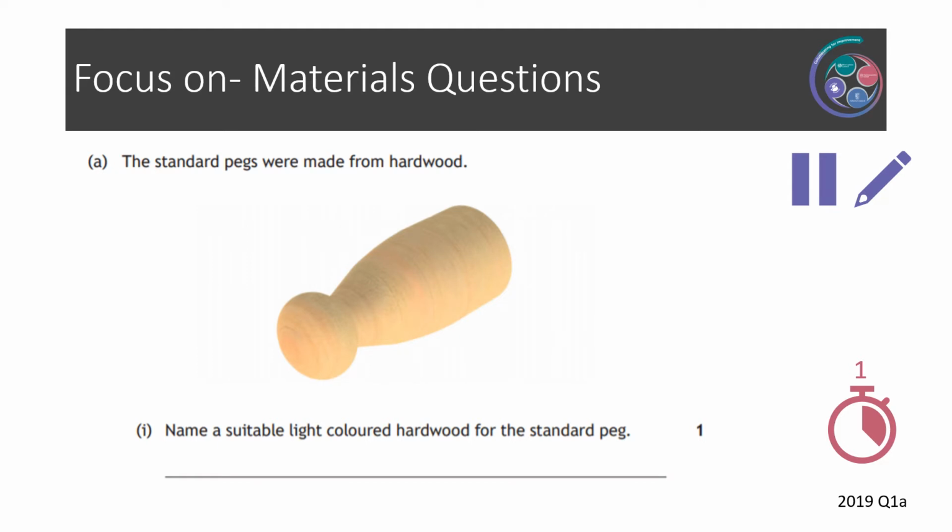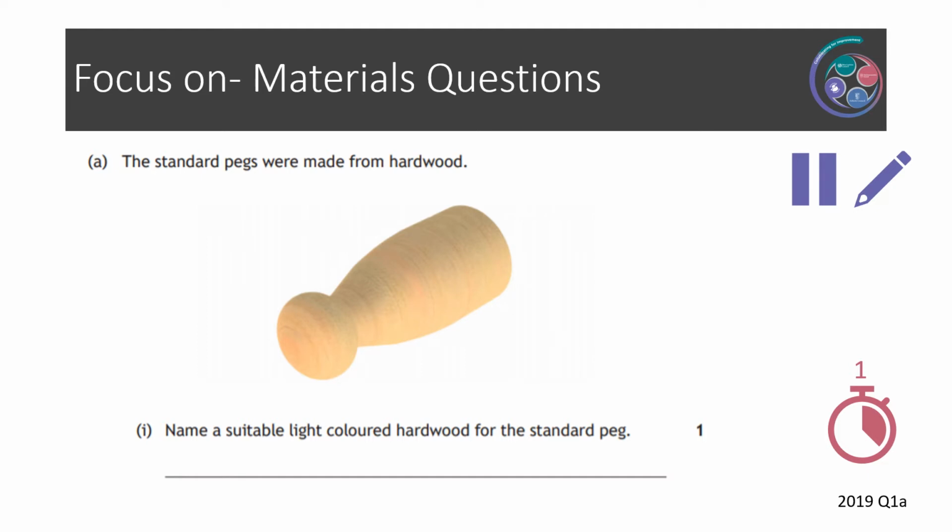The National 5 Design and Manufacture has 80 marks available for its question paper. You sit these 80 marks over 1 hour and 45 minutes. This works out at 1.3 minutes per 1 mark. So this 1 mark question here should take you roughly 1 minute.